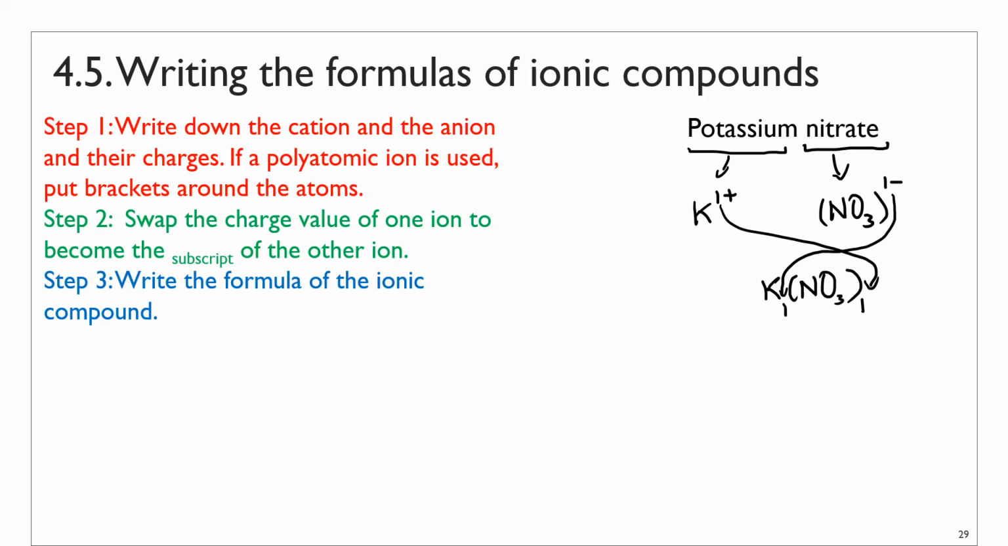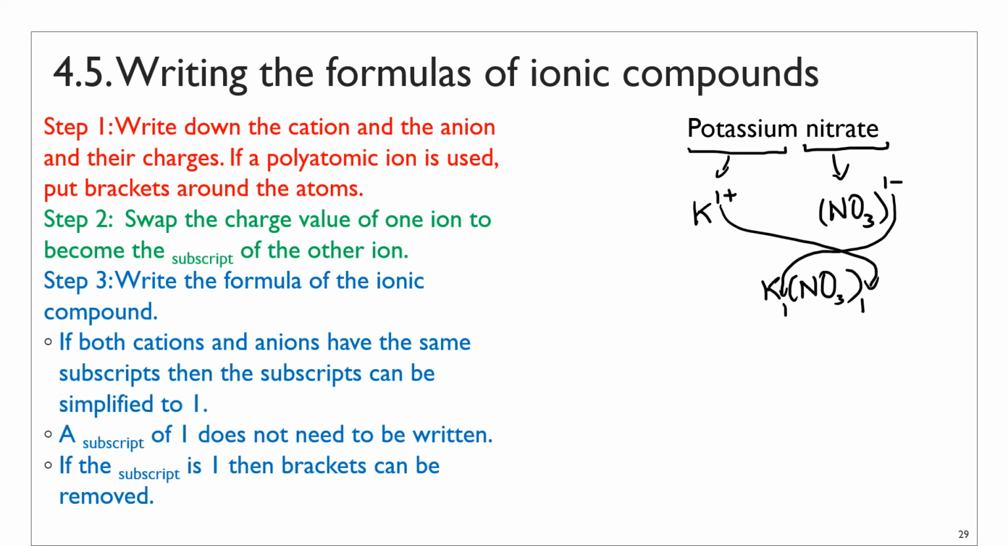And then step 3 is to write the actual formula. So there are a couple of things to just keep in mind. If the cations and anions have the same subscript, then you can simplify that to 1. If it is only 1, then you don't have to write the subscript at all. So the final answer is just KNO3. So you can drop the 1 because even in this formula, without writing the 1, you can tell that it is 1.